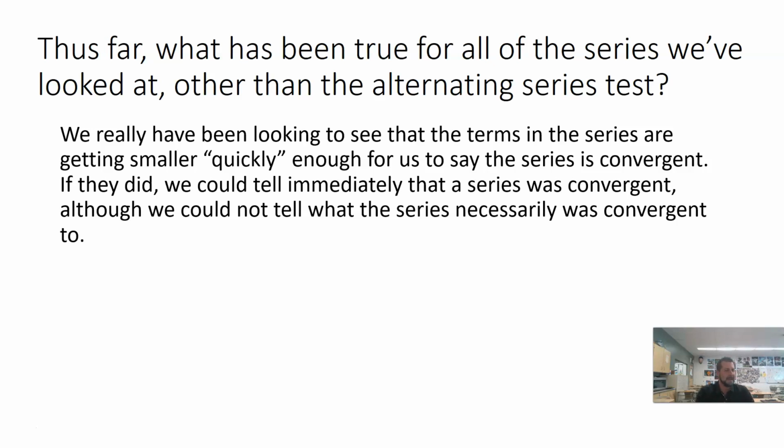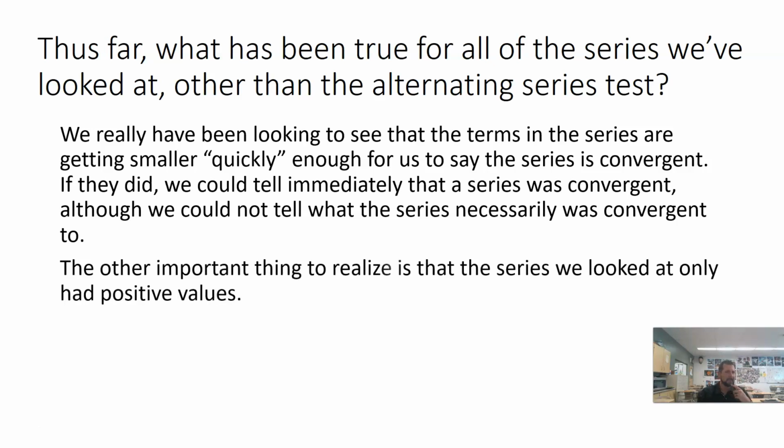Remember, when we're looking at a p-series, we just wanted to see what the power was that it was raised to, or what the number was on the bottom. And once we saw that, we could tell very quickly whether or not it was going to be convergent. The other thing that's very important to realize is that, other than alternating series, we were only looking at series that had positive values.